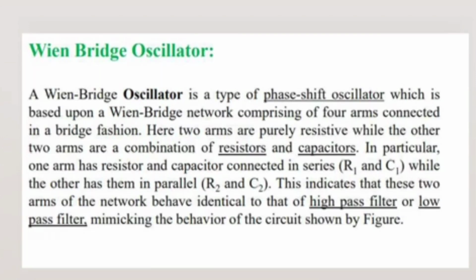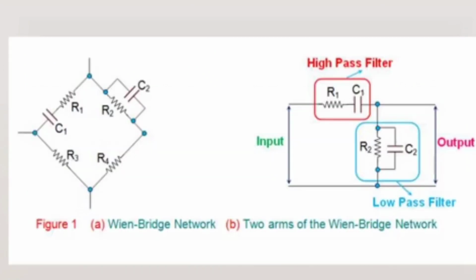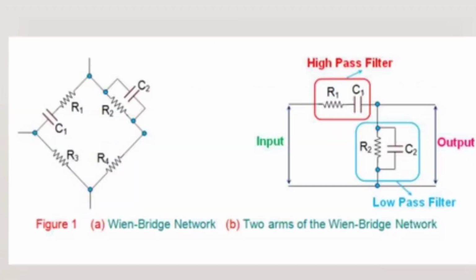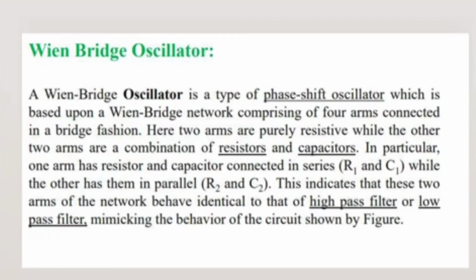Wien bridge oscillator. A Wien bridge oscillator is a type of phase shift oscillator which is based upon a Wien bridge network comprising four arms connected in a bridge fashion. Here, two arms are purely resistive while the other two arms are a combination of resistors and capacitors. One arm has a resistor and capacitor connected in series, R1 and C1, while the other arm has them in parallel, R2 and C2. This indicates that these two arms of the network behave identical to a high pass filter or low pass filter, mimicking the behavior of the circuit shown in the figure.